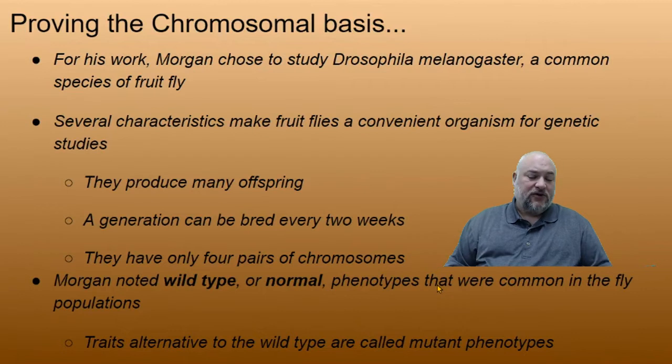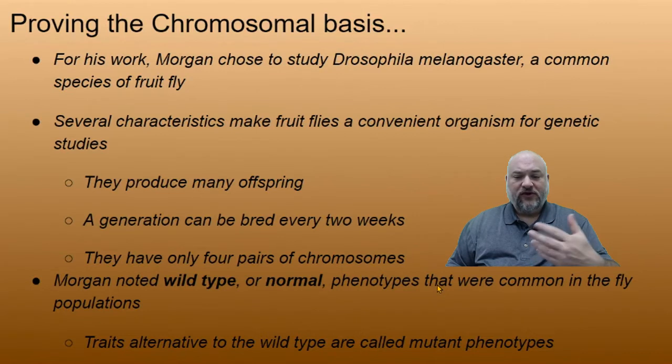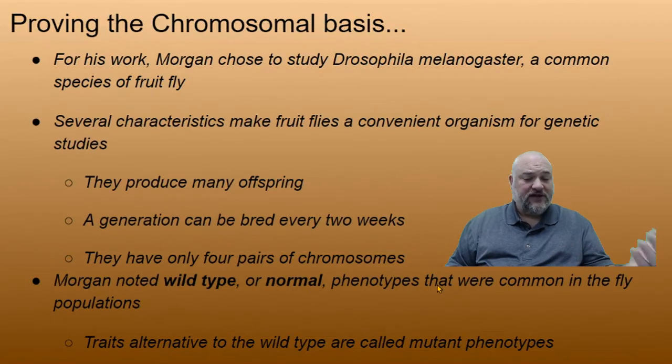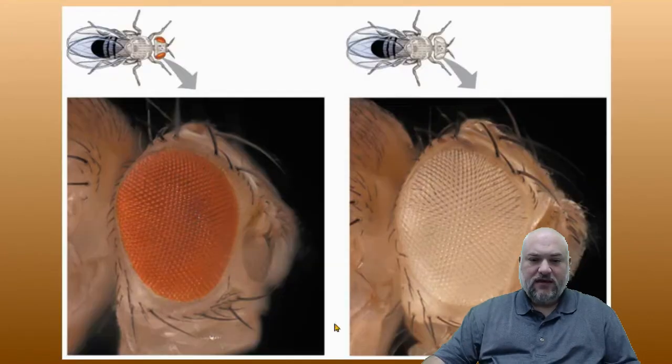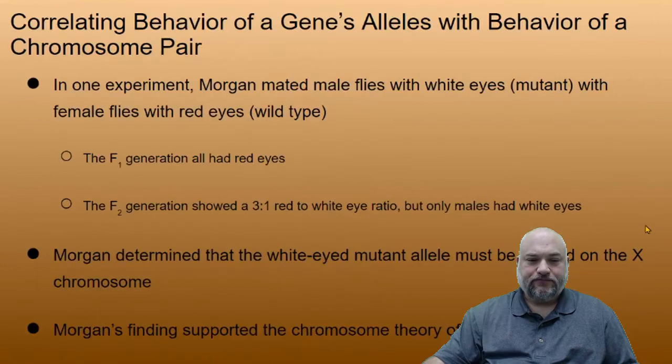He noted the wild type, which is a term you should know: wild type versus normal. Wild type is the normal phenotypes that were common in the fly populations, and traits that were alternative to that are called mutant phenotypes. So wild type is normal or regular, and mutant would be something different. You can see wild type red, mutant type white eyes.